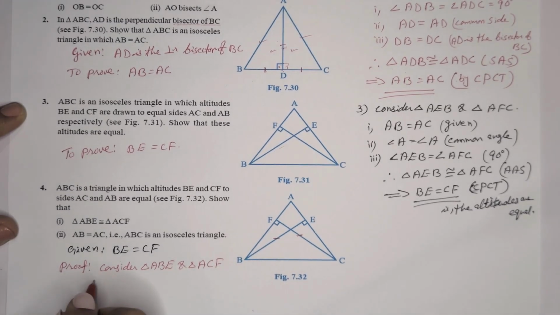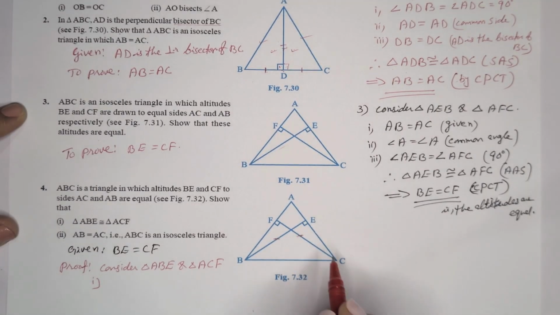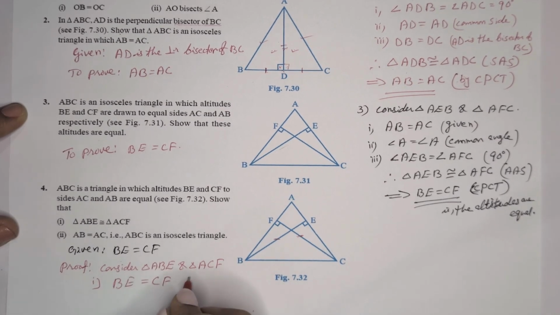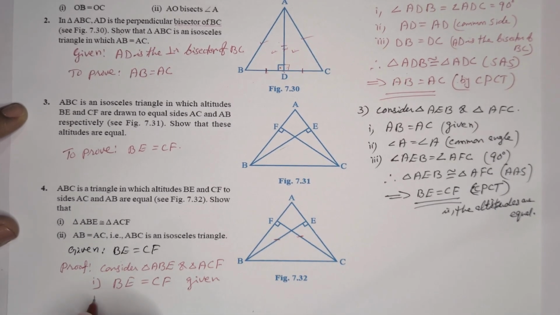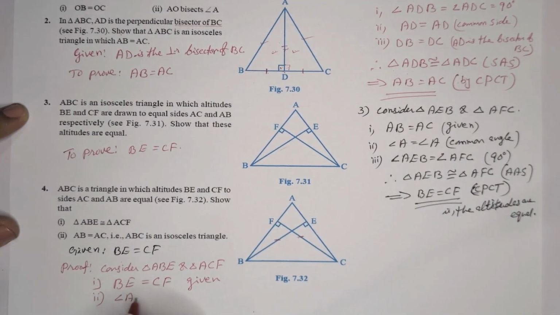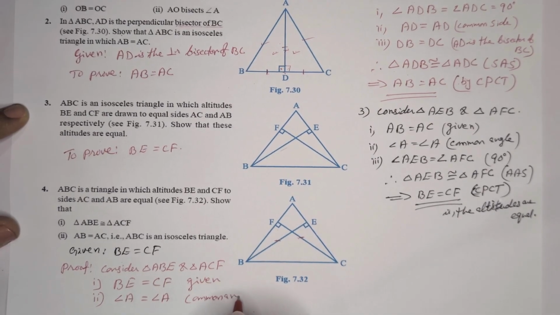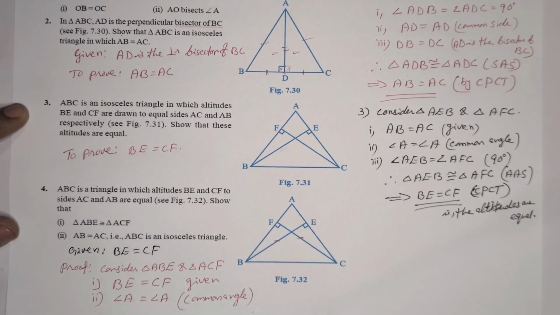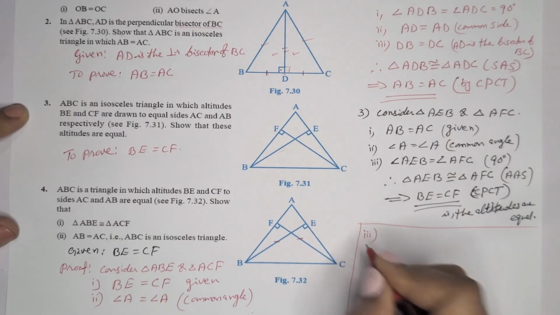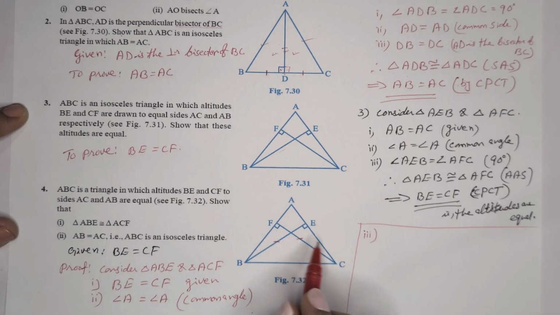Three conditions we need. First one, we can write here what is given. BE is equal to CF, that is given. Second condition, angle A is common for both the triangles. Angle A is equal to angle A, common angle. Now we need the third condition. Third condition, here these two are 90 degrees. That also is given, that we can write.